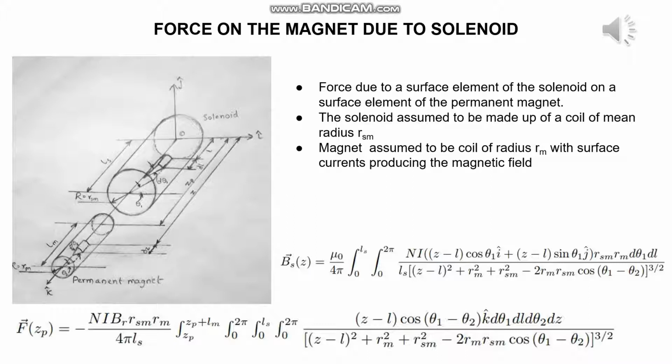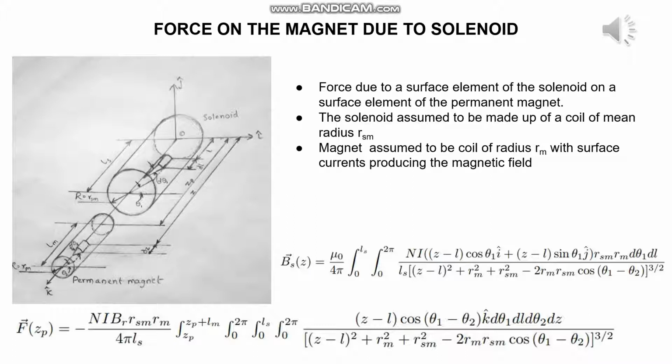Here we present an analysis of the force produced on the permanent magnet due to a small element of the solenoid. This force was derived by systematically applying the Biot-Savart law to a small element on the solenoid, and the small element of the solenoid produces a small magnetic field on a small element of this permanent magnet, and this produces the force on the permanent magnet.